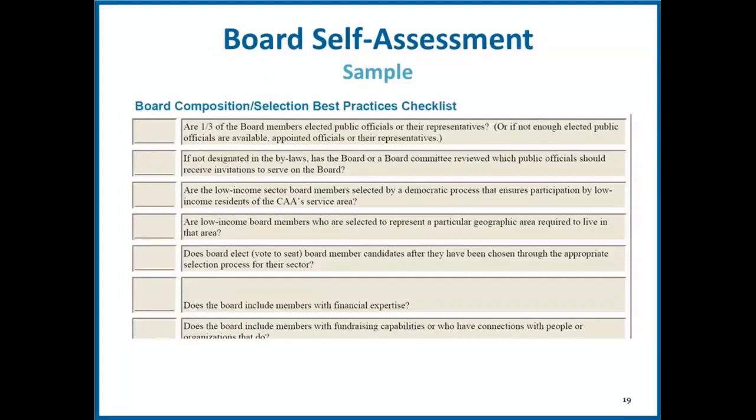And then here are some more examples of this best practices checklist around board composition and selection. So this is looking at the tripartite representation of the board, whether one-third of the board are elected public officials, and the low-income sector board members selected by a democratic selection process. A lot of these pieces are in line with the organizational standards as well. So it's always good to make sure board members are assessing themselves on this, so then the agency is more prepared when it comes to the monitoring of the organizational standards to make sure all of these items are in line.